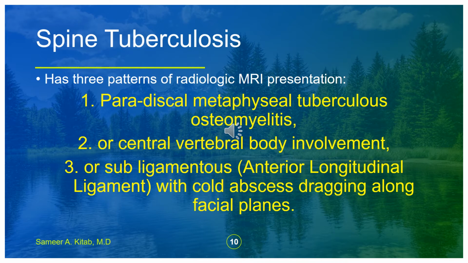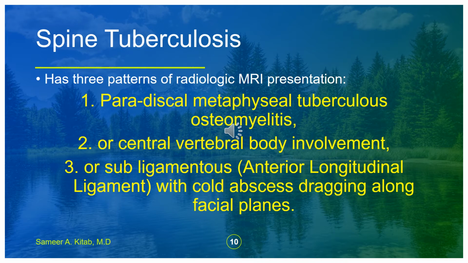Or TB can present within the center of the vertebral body, and because of the infection and destruction, the patient might get collapse or pathologic burst fracture of the vertebral body. TB can involve the subligamentous focus, that's to say below the anterior longitudinal ligament or below the posterior longitudinal ligament, and abscess formation below the anterior longitudinal ligament can track along fascial or tissue planes.